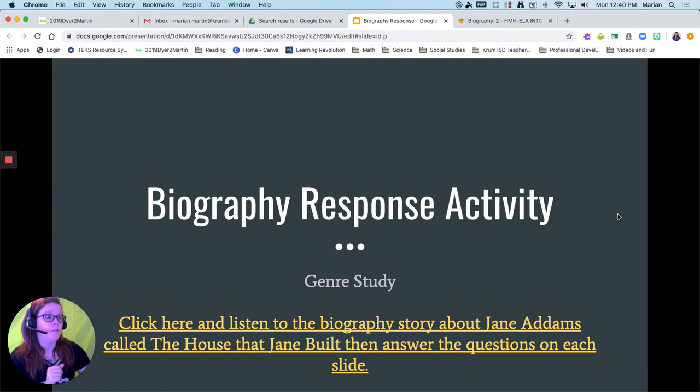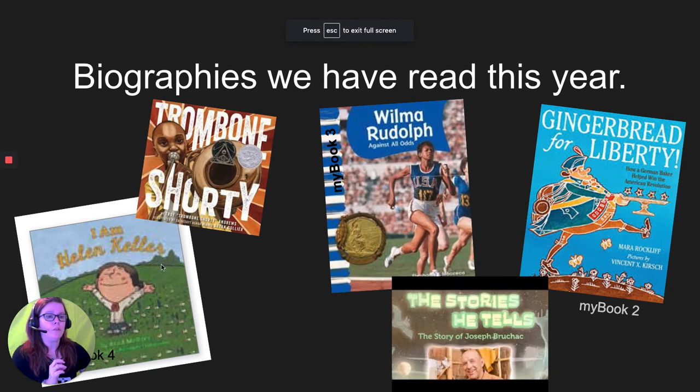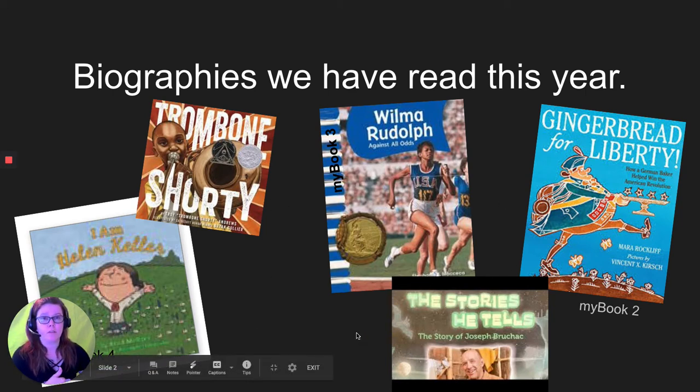Or if you have your My Book workbooks that you picked up from school, you could go to any of these stories that should be in the workbooks that you have at home, and you could just reread a story. So these are several options of biographies that you could choose from. I Am Helen Keller is a biography we read this year. Trombone Shorty. I even put on some of these books what book they're in. Trombone Shorty was a biography that was read to you by your teacher, but you should be able to find a video of it on YouTube as well.